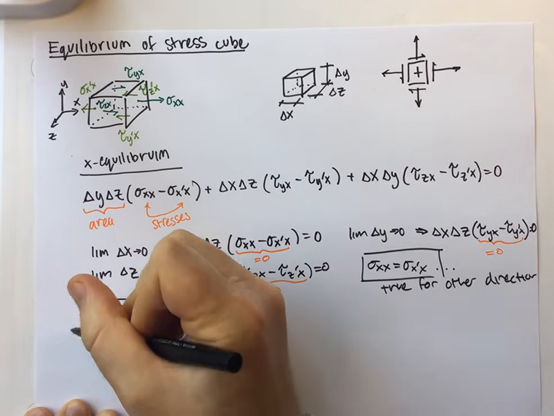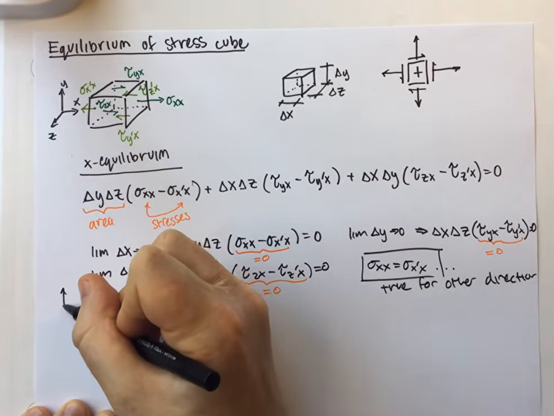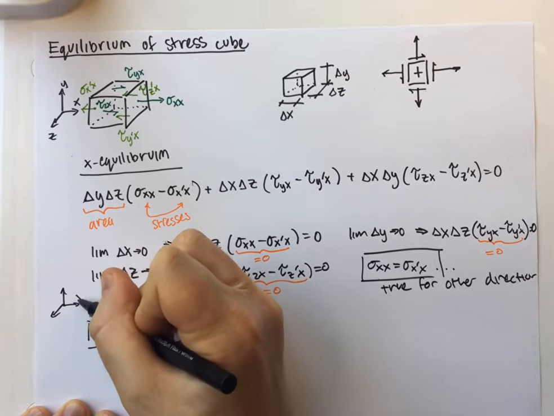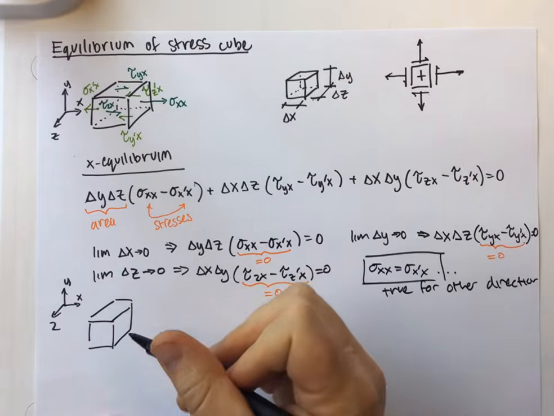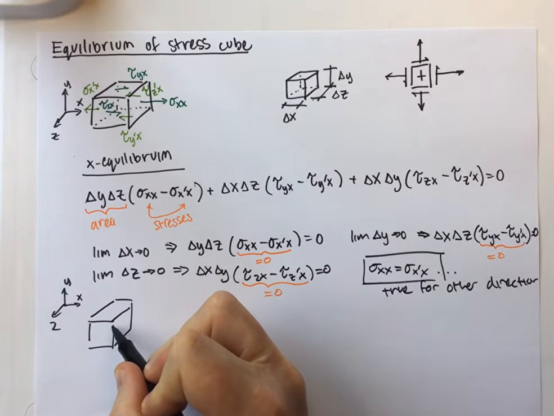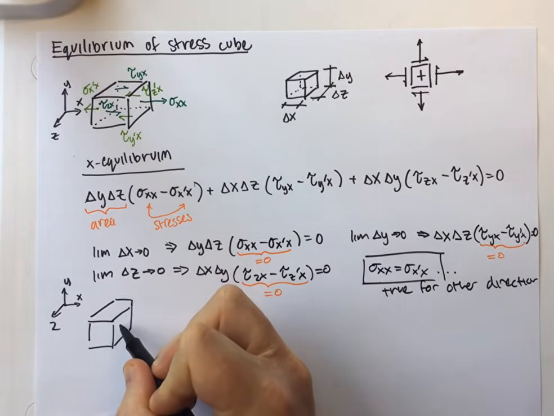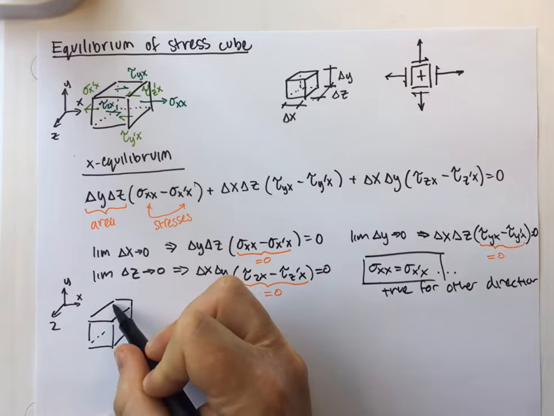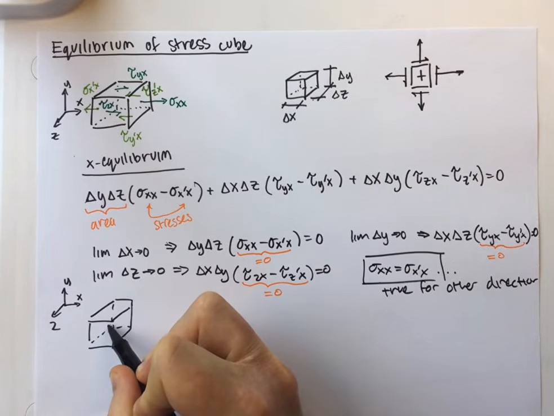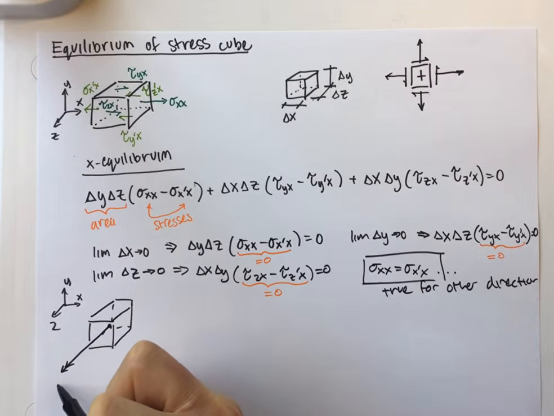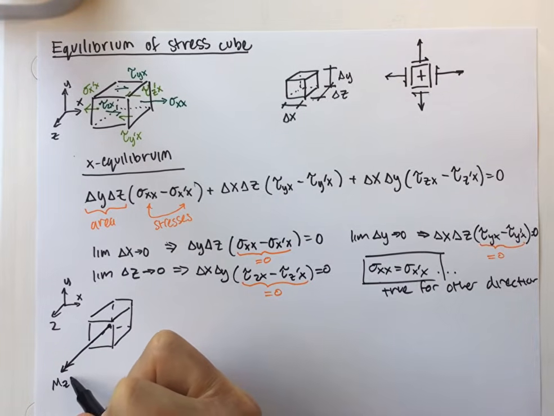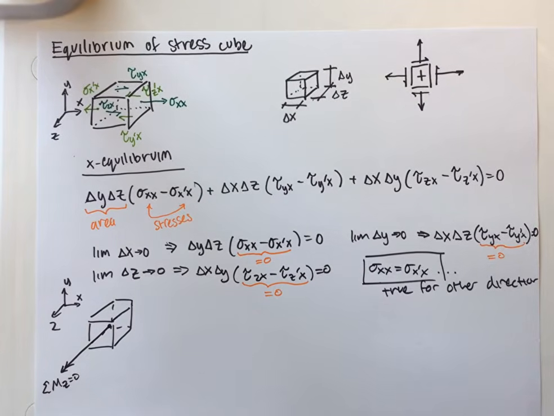I'm going to draw our axes again here. So that's x, that's y, that's z. Still see that? Good. And what I'm going to do is go about the center of our cube, and I'm going to be taking the sum of the moments about the z direction. So we're going to do sum of the moments about z is equal to 0.